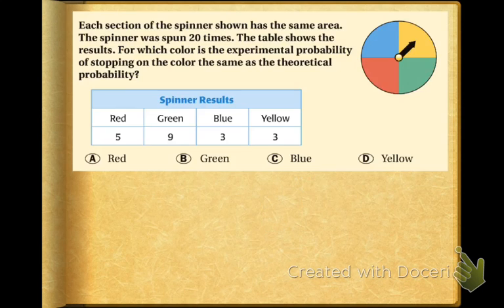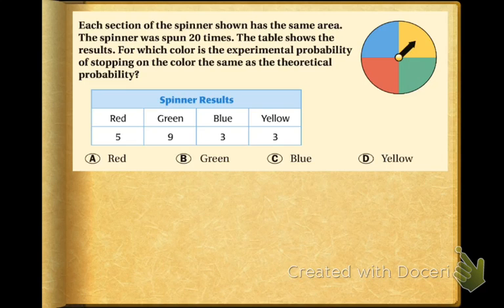So this one's kind of weird. Okay, so here's an example. Each section of this spinner has the same area. The spinner was spun 20 times. The table shows the results. For which color is the experimental probability of stopping on the color the same as the theoretical probability? Well, the first question is, what's the theoretical probability then?